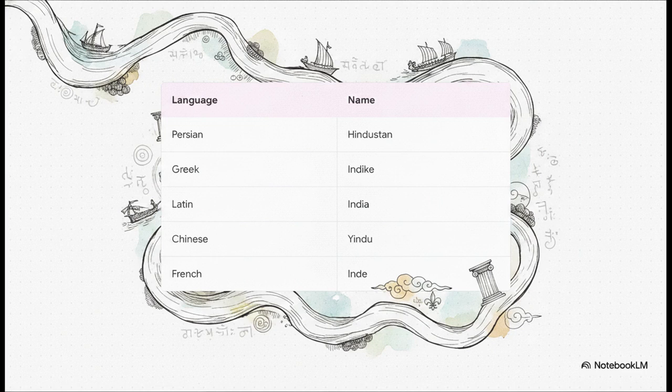Just look at how different global cultures adapted a single river's geographic identity into their own languages over the centuries. Persian and Arabic gave us Hind and Hindustan. Greek gave us Indoi. Latin gave us India, which of course passed directly into English. Chinese gave us Yindu. French gave us Ind. Every single one of these wildly diverse names, which are spoken all across the globe today, is quite literally just a linguistic echo of ancient foreigners trying their best to pronounce the Sanskrit word Sindhu.